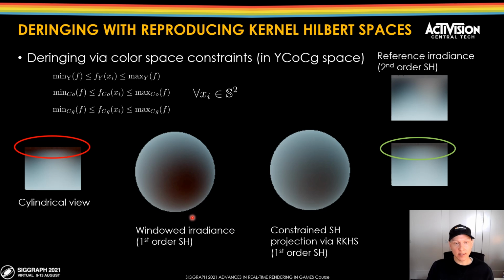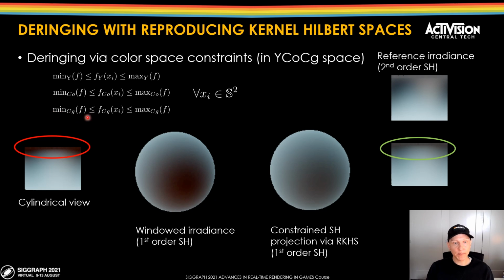This is the benefit you get by doing this constraint projection. I'm going to explain the method in a second. I just wanted to give you a taste of the results that you can obtain with this reproducing kernel Hilbert space framework that we've been setting up so far. So this was the windowed irradiance function, and it introduces a non-negativity constraint, but it still had the issue with red color shifts over here.